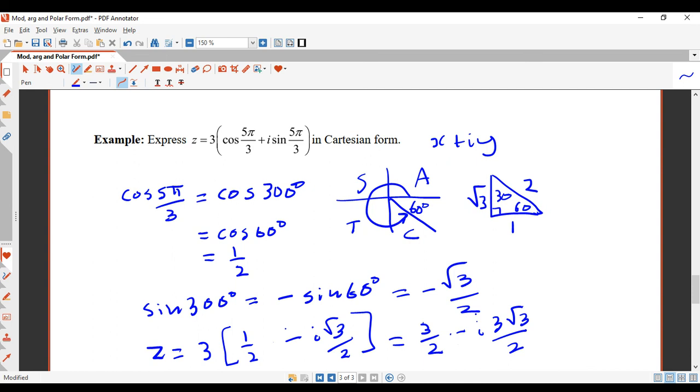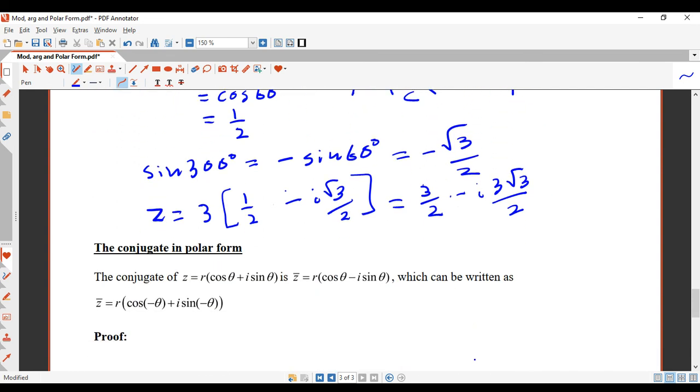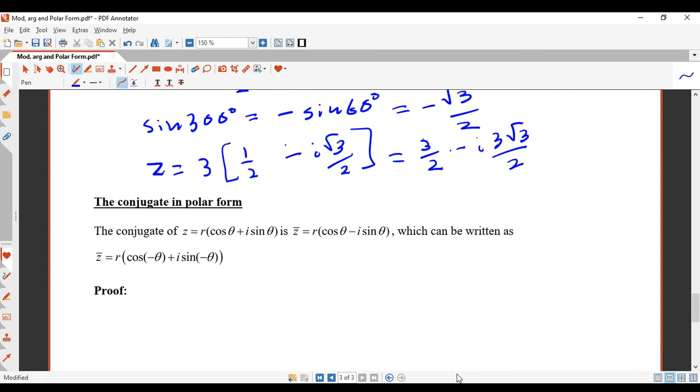All right, so let's have a look at the last property, the conjugate in polar form. The conjugate, z with a little horizontal line above it, is r cos theta minus i sine theta, which can be written in the form r cos of minus theta plus i sine of minus theta.